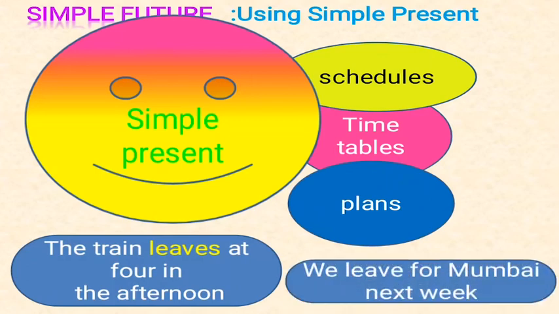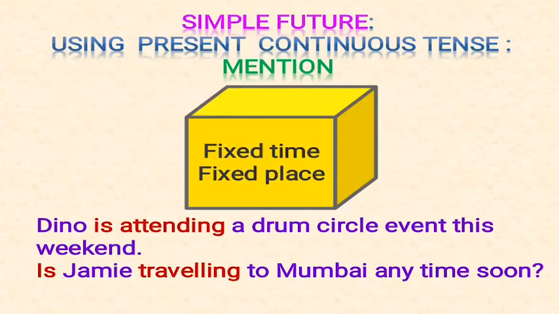The first sentence talks about the schedule or the timetable of the train, and the second sentence talks about the plan in the future. So in both these sentences, the verb used is in simple present tense, but it expresses the simple future. Now, simple future tense can also be expressed using the present continuous tense.